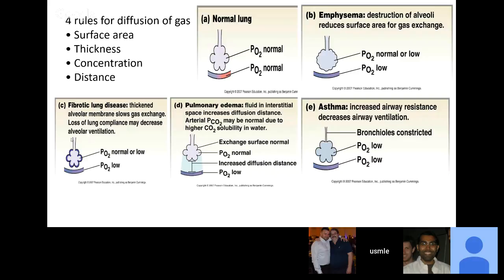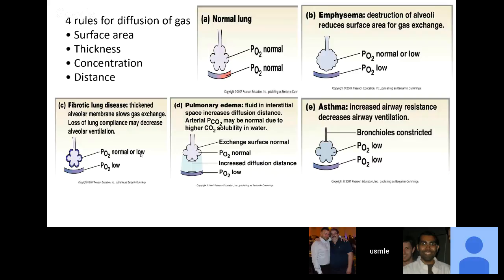Now, if you have fibrotic tissue, the air keeps going as well. But the problem is you have a thickening of the alveoli by fibrosis. So anytime you have that, gas does not go anywhere. So the PO2 within the capillaries is going to be low, although the PO2 within the alveoli itself is going to be normal.